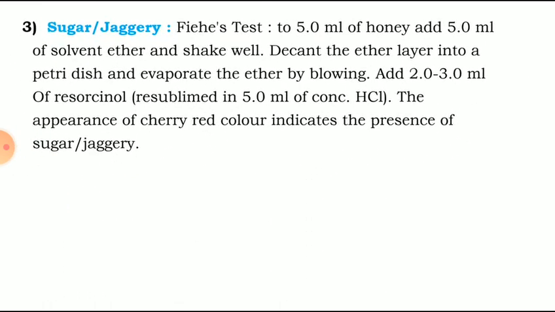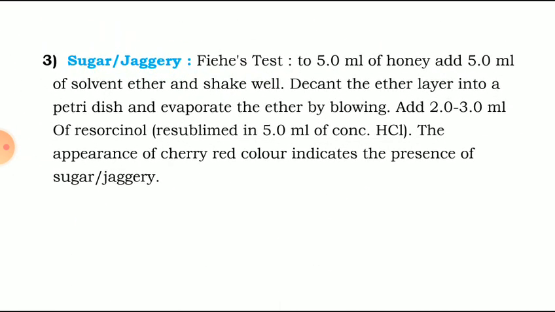Third, sugar or jaggery. For this, they have told the Fiehe's test. For that, we have to take 5 ml of honey, add 5 ml of solvent ether and shake well. Decant the ether layer into a petri dish and evaporate the ether by blowing. Add 2 to 3 ml of resorcinol, resublimated in 5 ml of concentrated HCl. The appearance of cherry red color indicates the presence of sugar or jaggery.